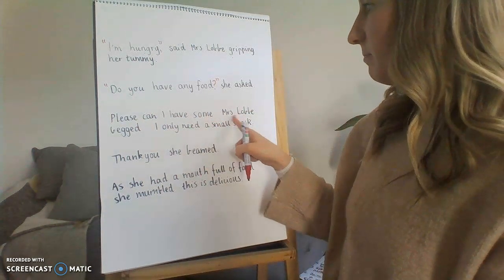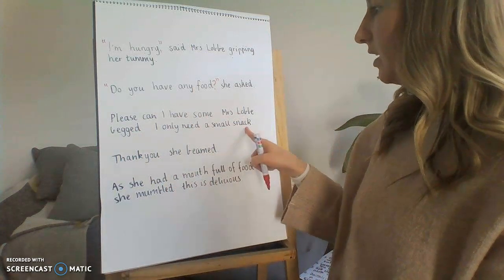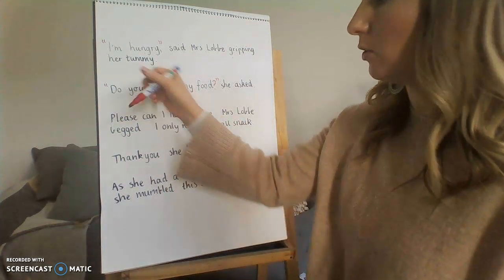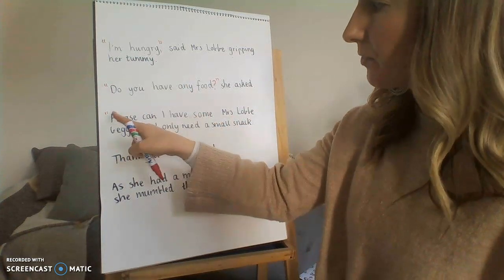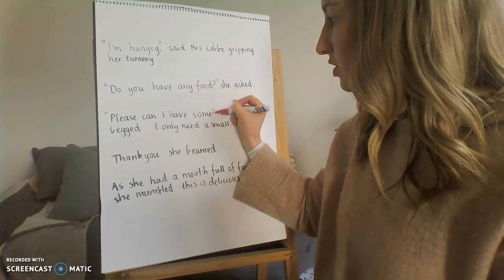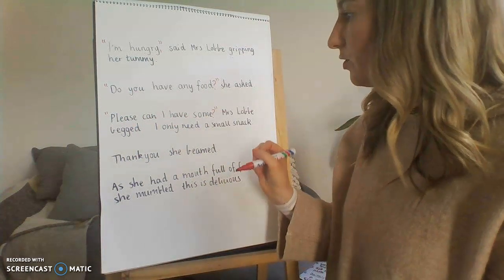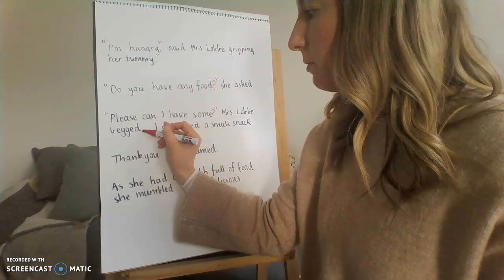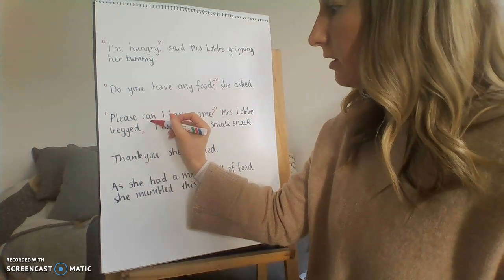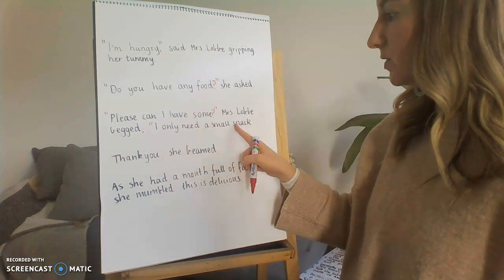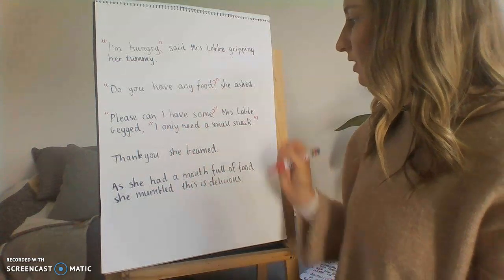"Please can I have some?" Mrs. Loby begged. "I only need a small snack." So there we've got that split dialogue. We need open talking marks here. "Please can I have some?" It's another question mark, close talking marks. Mrs. Loby begged. We don't put a full stop there, we put a comma because she's still talking. Open talking marks for the next bit of dialogue. "I only need a small snack." Close talking marks.